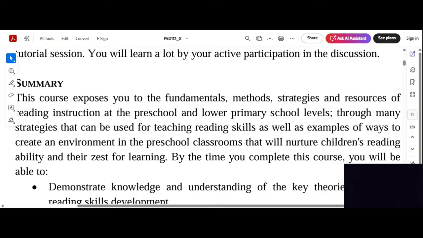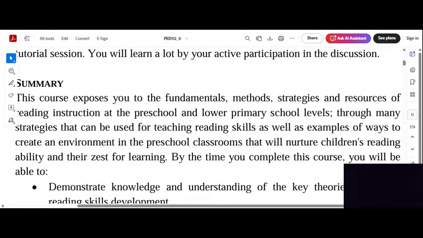This course, as a form of introduction, exposes you to the fundamentals, methods, strategies, and resources of reading or reading instruction at the preschool and lower primary school levels. Through many strategies that can be used for teaching reading skills, as well as examples of ways to create an environment in the preschool classrooms that will nurture children's reading ability and their zest for learning.